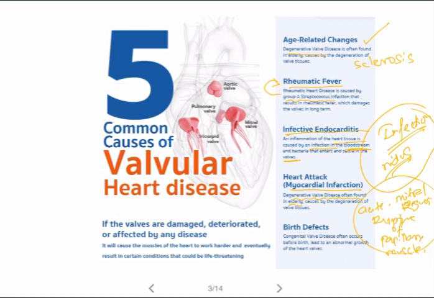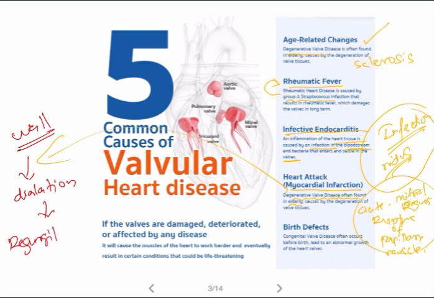And if the MI affects the wall of the heart, it will never cause an acute MR, but this causes dilatation of the ventricle or dilatation of the valve. That then causes a regurgitant murmur. So a regurgitant murmur can be of acute onset. In this case it is acute. This is a chronic cause.